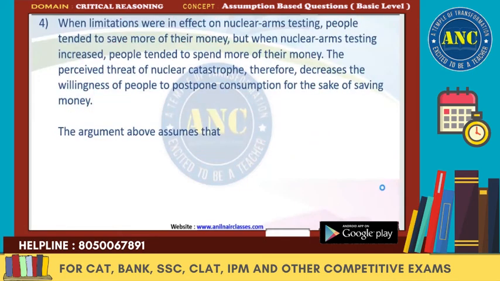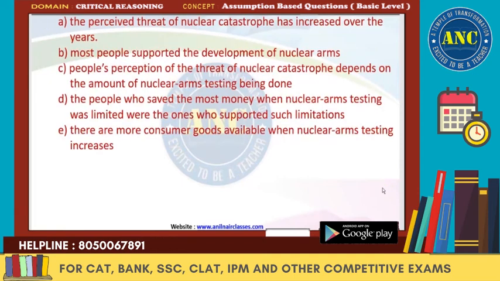When limitations were in effect on nuclear arms testing, people tended to save more of their money. But when nuclear arms testing increased, people tended to spend more of their money. The perceived threat of nuclear catastrophe, therefore, decreases the willingness of people to postpone consumption for the sake of saving money. The argument above assumes that. If you look at option C, it says, people's perception of the threat of nuclear catastrophe depends on the amount of nuclear arms testing being done.